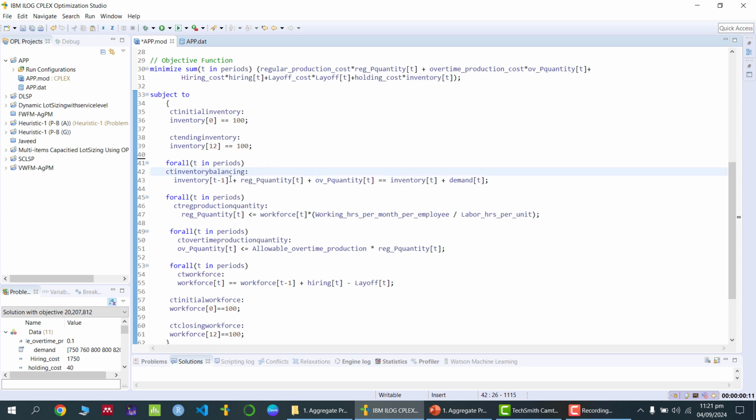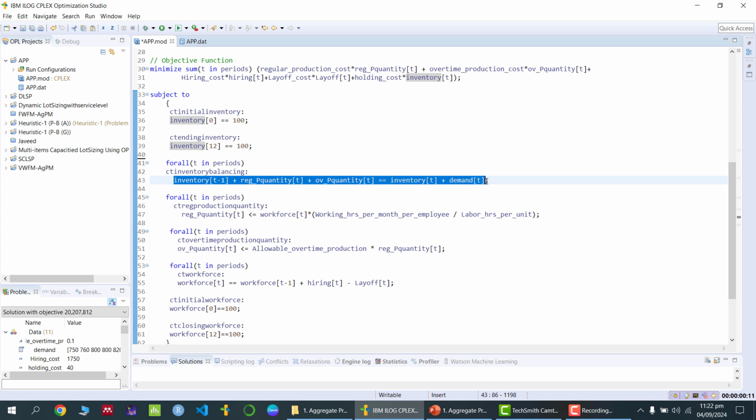The next one is the inventory balancing constraint. For all time periods T, the inventory we have in the last time period, plus the quantity we are producing in period T in regular time plus the overtime production quantity, must be equal to the inventory we have at the end of that time period plus the demand in that time period. This is called the inventory balancing constraint, or you can say the demand constraint.